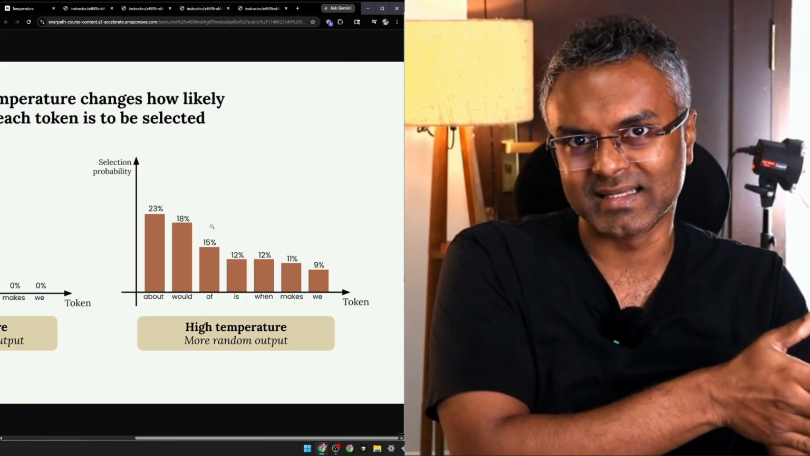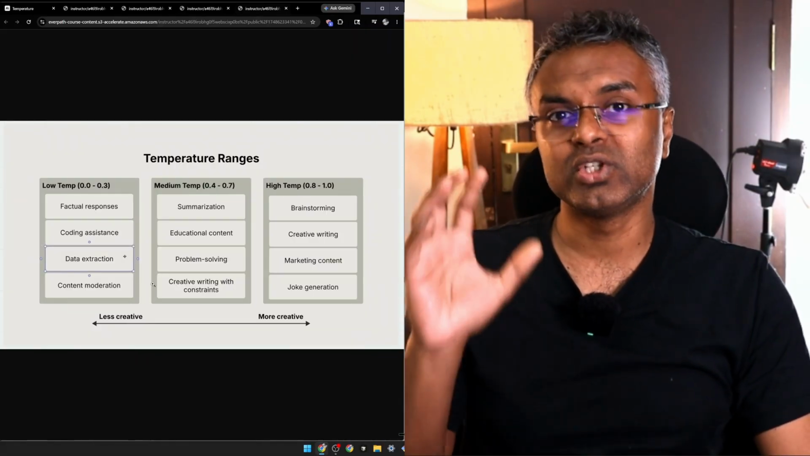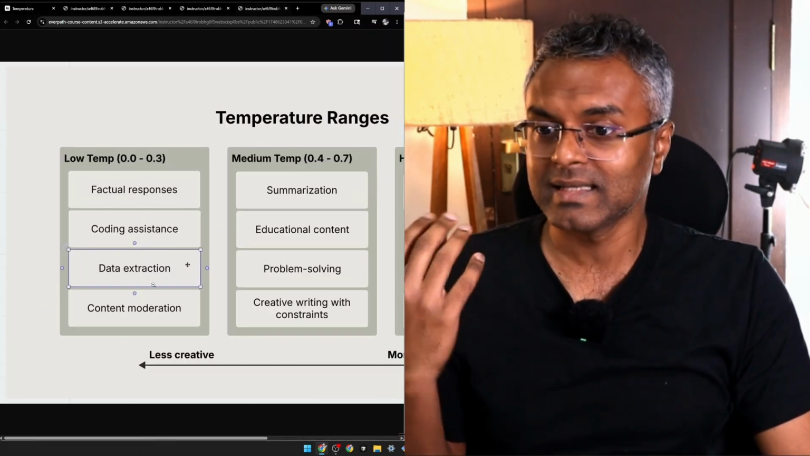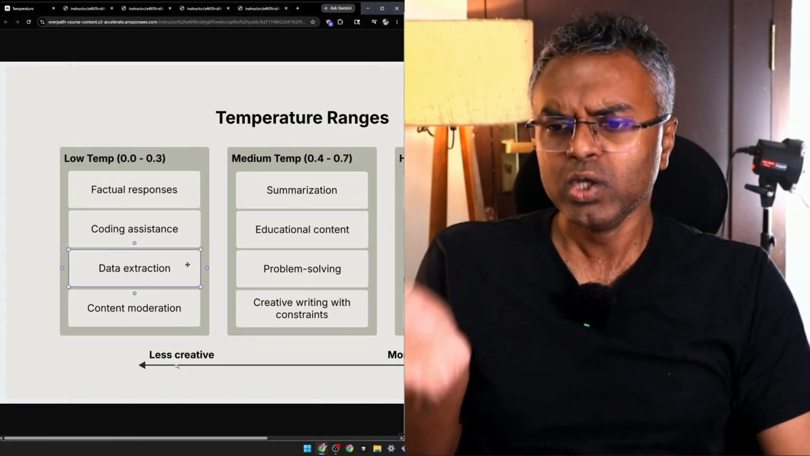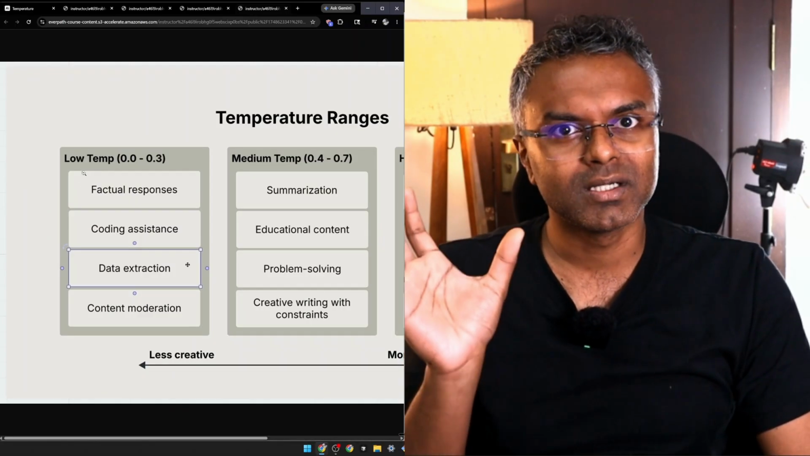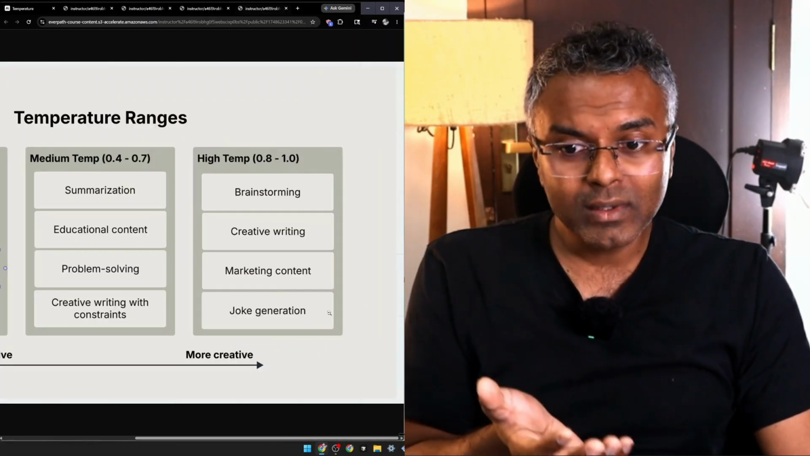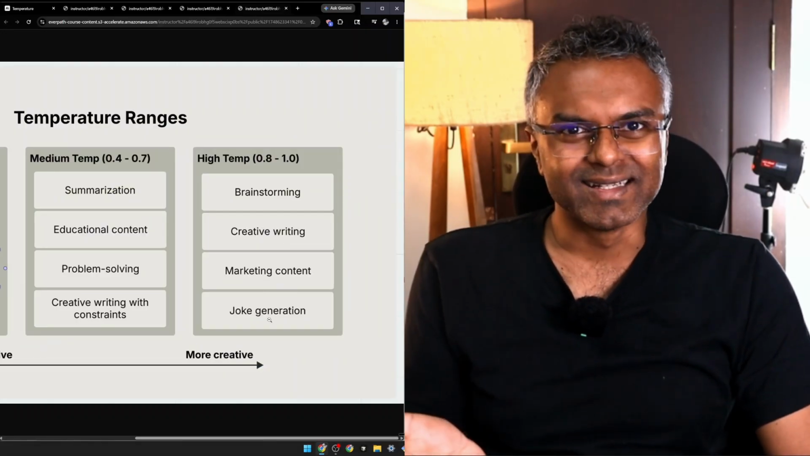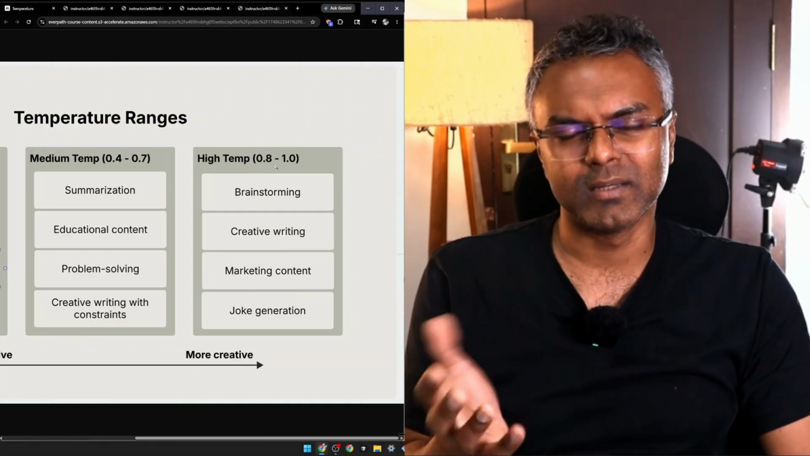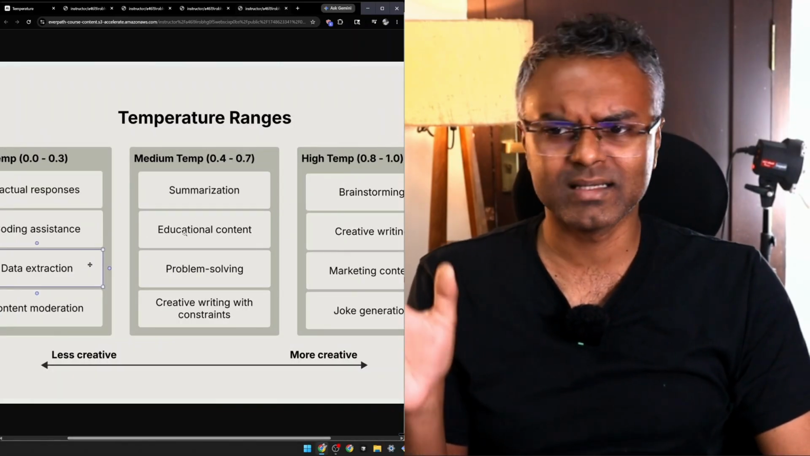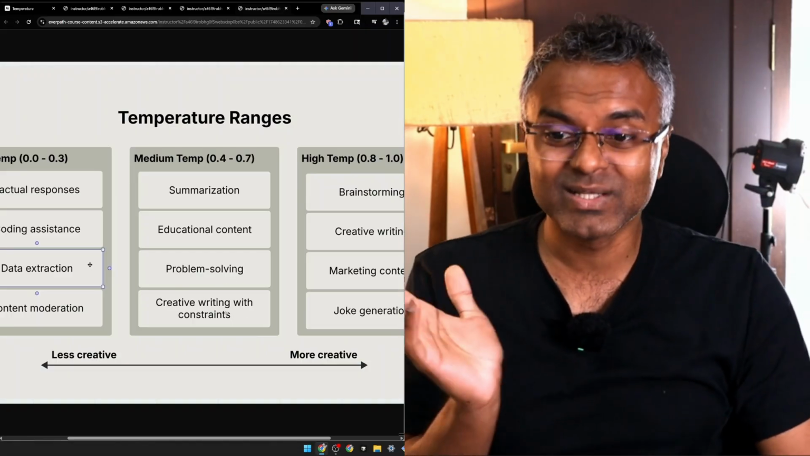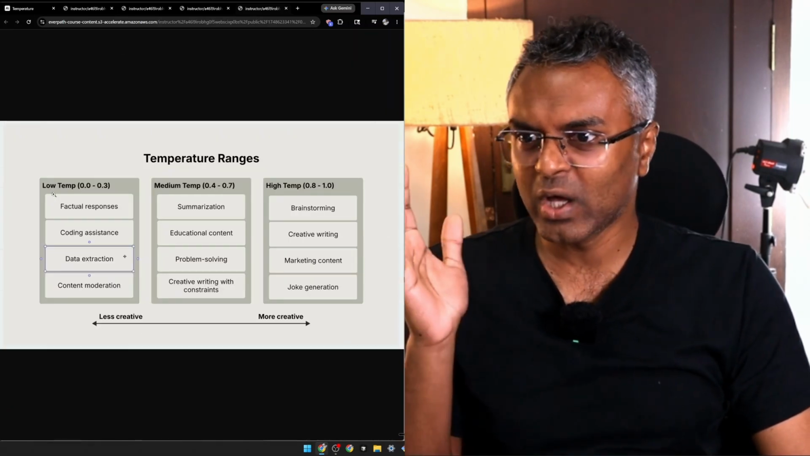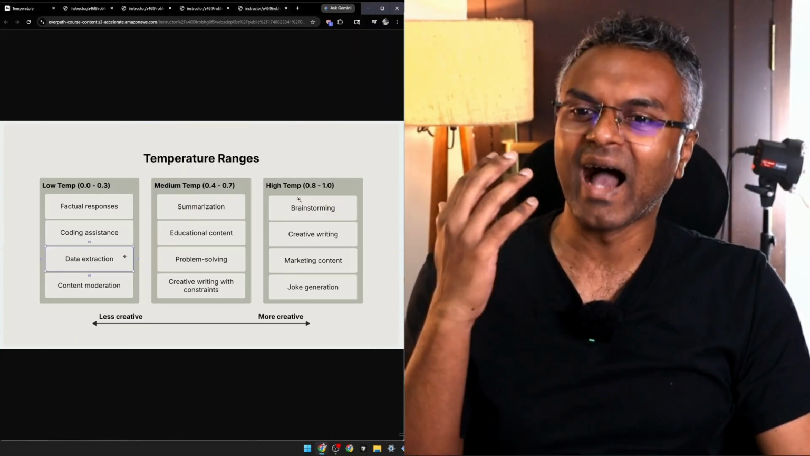So basically, when you want your LLMs to generate less creative outputs for things like factual responses, coding assistance, data extraction, and content moderation, you would probably want to use a lower temperature value, right? And for more creative work, things like brainstorming, creative writing, marketing content, and joke generation, you would use a higher temperature. And for anything in the middle, like summarization, educational content, problem solving, and creative writing with constraints, you would use a medium temperature. So for less creative generations, low temperatures, and for more creative generations, higher temperatures.